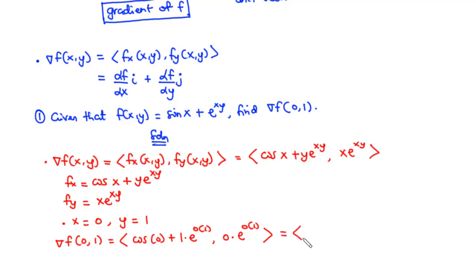So this becomes, now cos 0 is 1, so we have 1 plus, now e to the power 0 is 1, 1 times 1 is 1, so that is 1 plus 1, comma, we have 0 times this value here, so 0 times this value is 0, so 1 plus 1 is 2, and then we have 0 here. Therefore, the gradient of the function at the point (0, 1) is equal to the vector which has components 2, 0, or better still, we can say that this is equal to 2i if you want to represent it in this form.